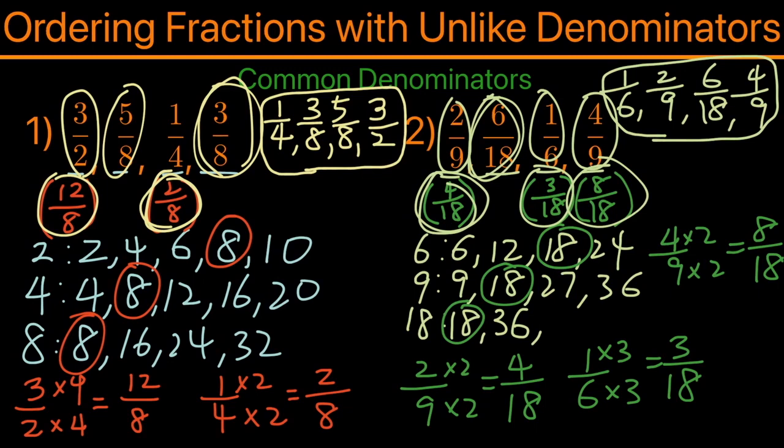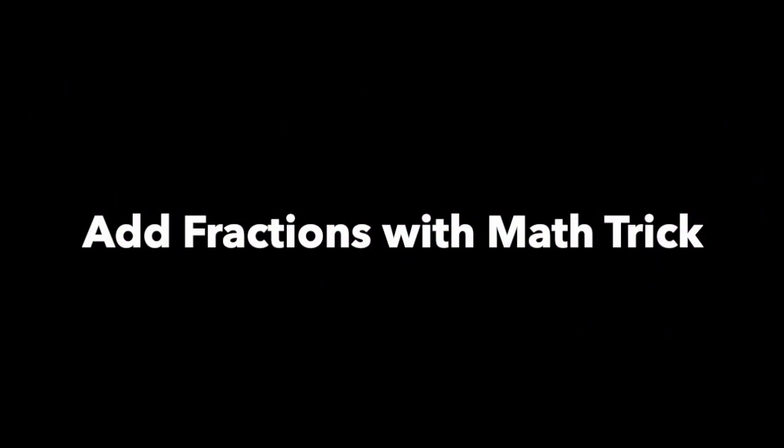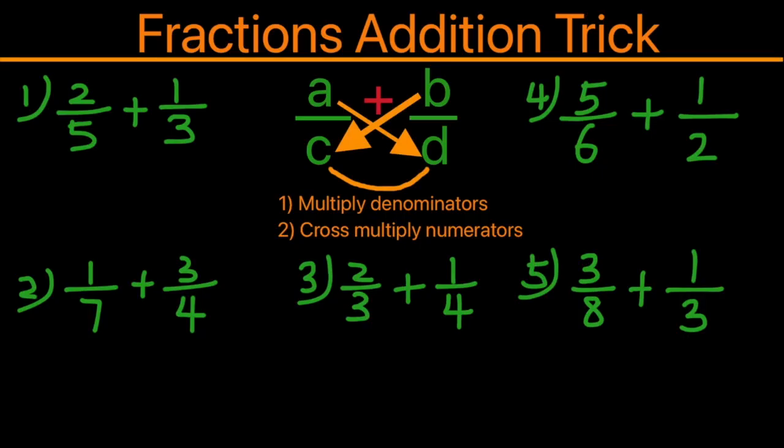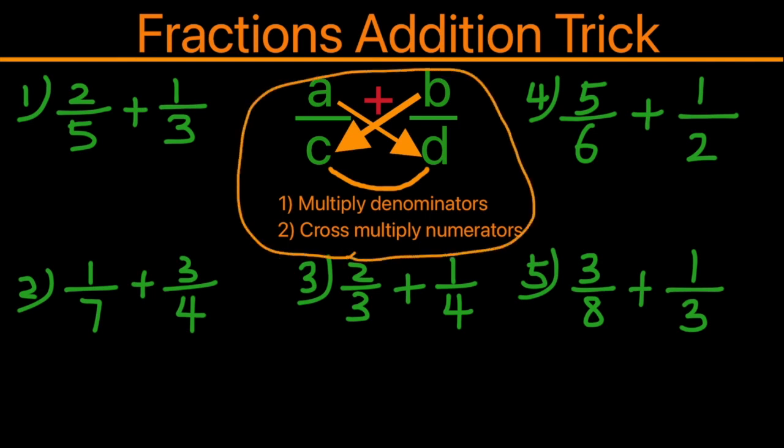So these two are examples of how you would order fractions with unlike denominators. In this video, I'll be going over how to add fractions with this shortcut math trick. Let's first place our attention to the center of the formula. What we want to do is first multiply the denominators. And the second step, we will be cross-multiplying the numerators. Let's go through some examples and see how this works.